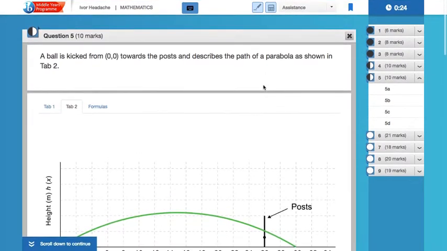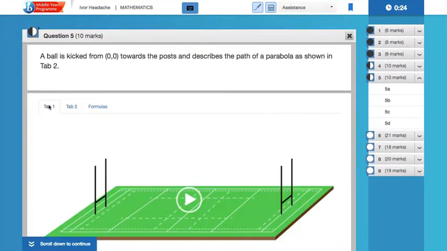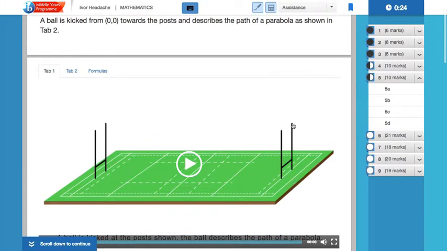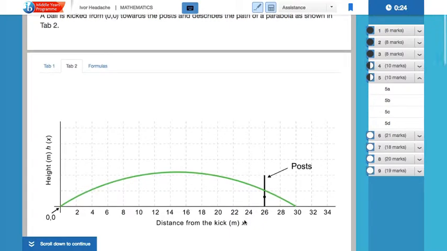Let's just go back to the video and remind ourselves, if I can find the video. Where's the video? Tab 1. So there's the rugby goal, and the crossbar is only 3 meters above the ground there. So although the posts are higher, it's got to go over that 3 meter crossbar and between those two posts, in fact, to score the points. So back on tab 2, the crossbar is 3 meters high, which makes our 9 meters for the highest point of the ball look pretty good, doesn't it?